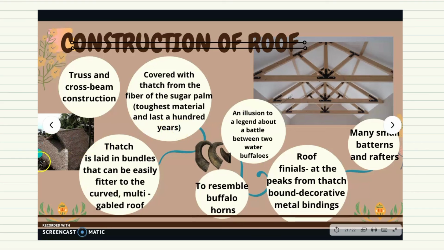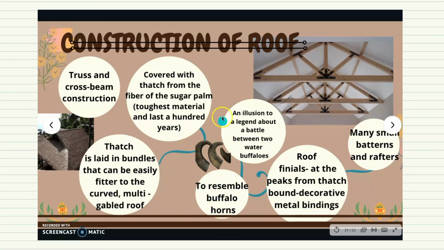This is the thatch, and this thatch is in bundles. You can see it in bundles, and it can be easily fitted to the curved and multi-gabled roof, which is the same as the Rumah Gadang roof. Other than that, the roof finials have pitch from thatch bound. It is for decorative metal bindings, and it is also to resemble buffalo horns.